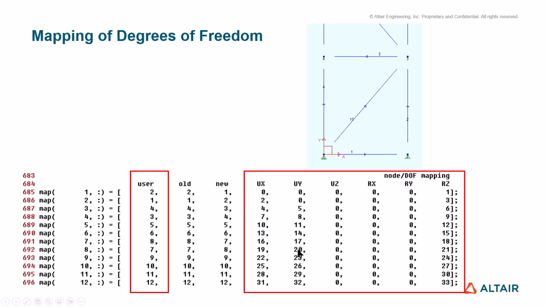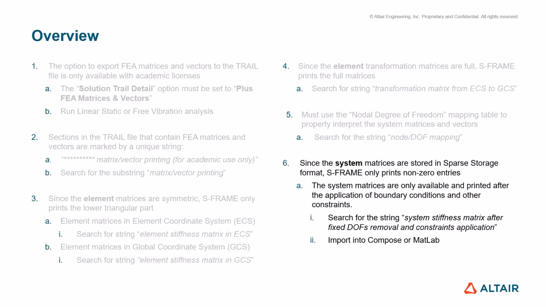So if we go to your joint number 7, and if you're wondering which row and column corresponds to the displacement in the Y direction, then you'll find it right here, the 20th. Okay. Okay, we're almost ready to look at the system matrices now.